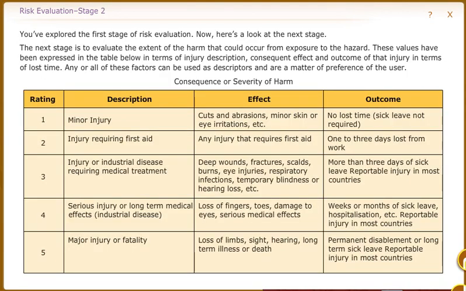You've explored the first stage of risk evaluation. Now, here's a look at the next stage. The next stage is to evaluate the extent of the harm that could occur from exposure to the hazard. These values have been expressed in the table below in terms of injury description, consequent effect, and outcome of that injury in terms of lost time. Any or all of these factors can be used as descriptors and are a matter of preference of the user.